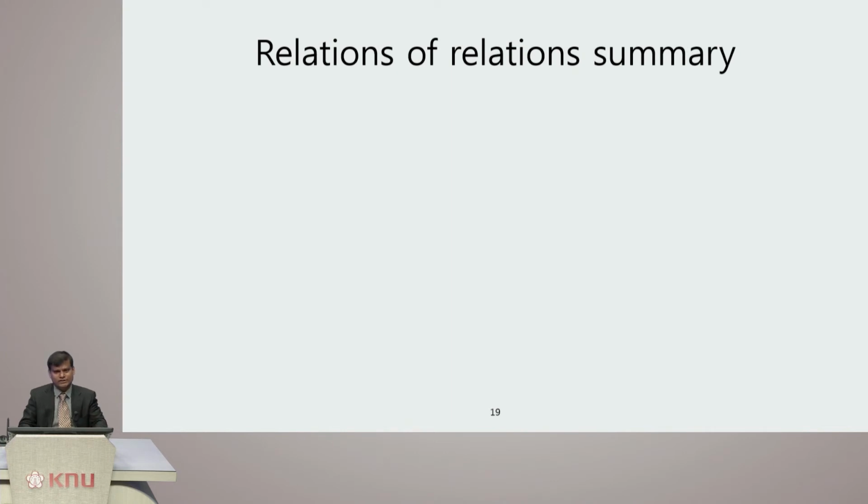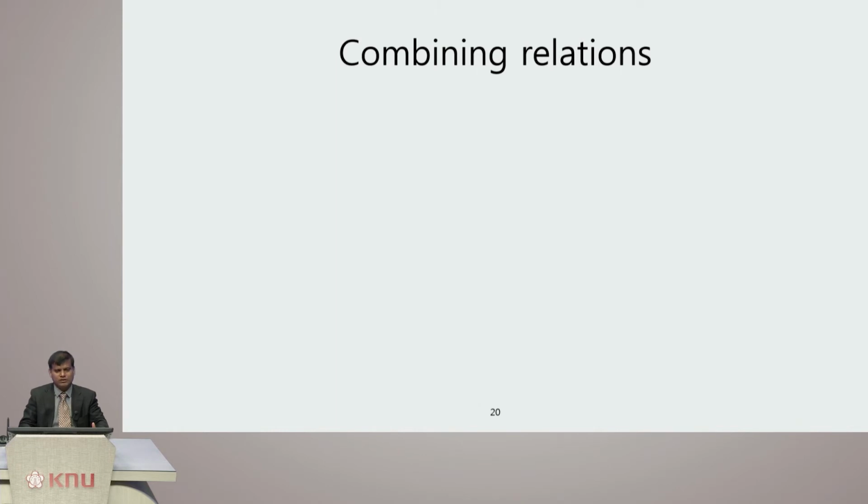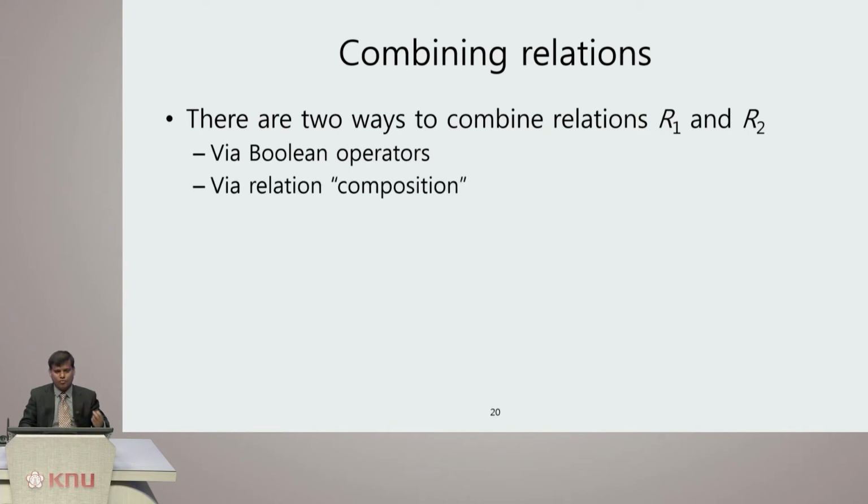So let's summarize relations in general. These are some of the symbols that are used to represent these different relations: equal to, less than, greater than or equal to, less than or equal to. These can be used to represent the 6 different relations that we just talked about. Combining relations: there are 2 ways to combine relations R1 and R2. You can either use Boolean operators to combine them, or you can use composition.